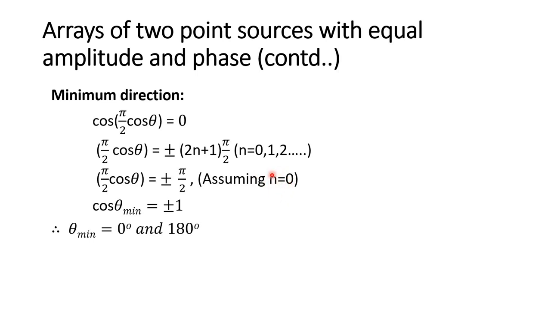Again we are assuming n equal to 0. So when n is equal to 0, it is plus or minus pi by 2. So pi by 2 gets cancelled. So cos theta min, the minimum value, will be equal to plus or minus 1. So theta min is equal to cos inverse of plus or minus 1. That is occurring at 0 degree and 180 degree.